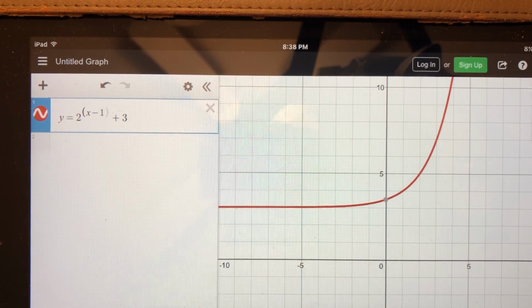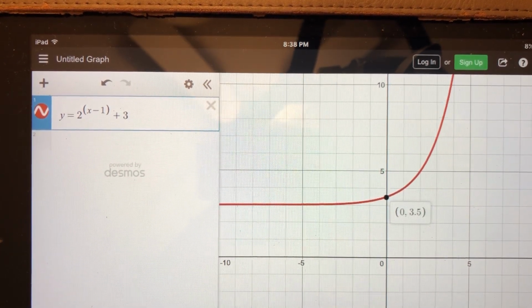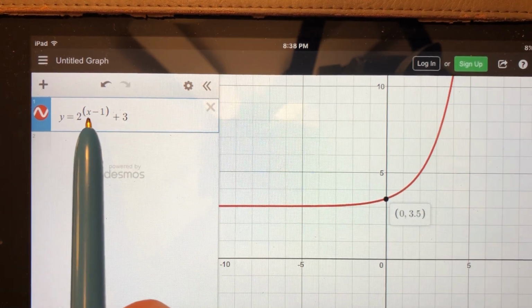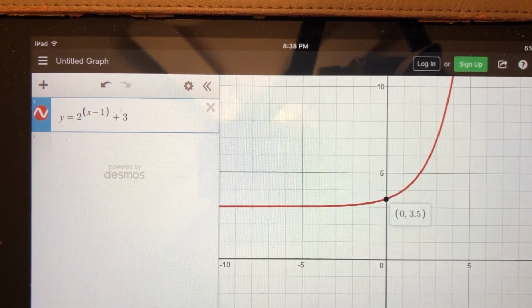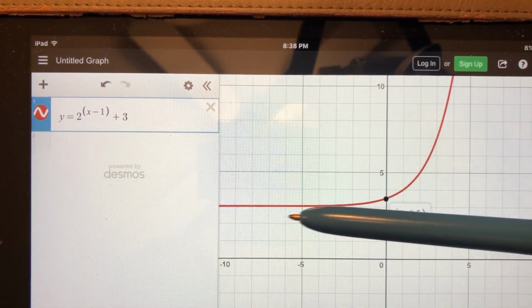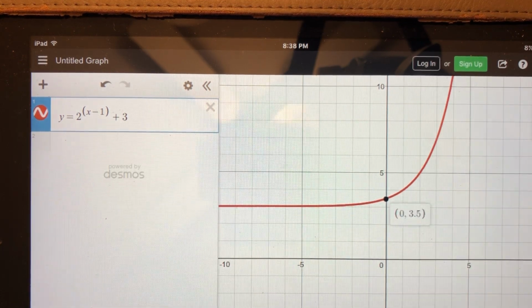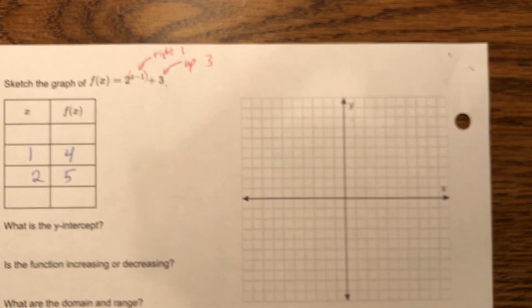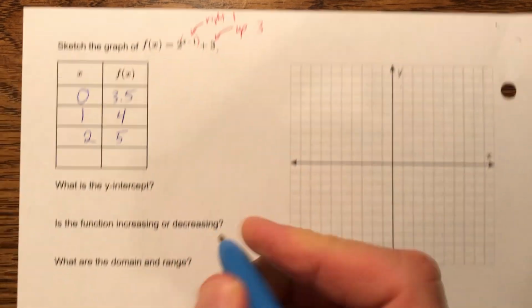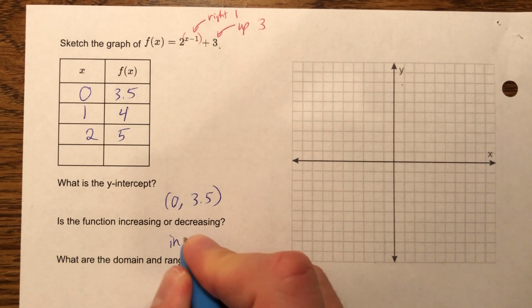Let's just go ahead and say a few things. We know the y-intercept is at 0, 3.5. We could have found that by plugging in a 0 for the x value. We also know the function is increasing, and let's just look at it here too. See where it's leveling off? It's leveling off right around where y equals 3, which we sort of knew, right? Okay. Let me draw it, and then I'll explain what I'm talking about. 0, 3.5, which answers this question. So 0, comma, 3.5. Function's increasing.